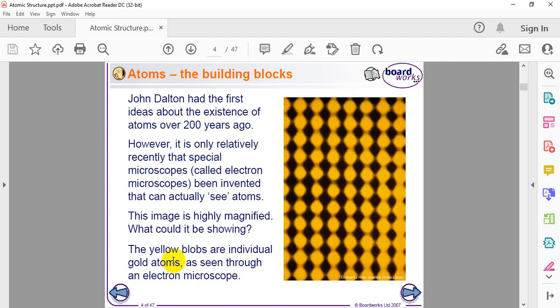What are the building blocks of an element? John Dalton had the first ideas about the existence of atoms over 200 years ago. However, it's only relatively recently that special microscopes, like the electron microscope, have been used to elucidate the fine structure or the ultrastructure of an atom.